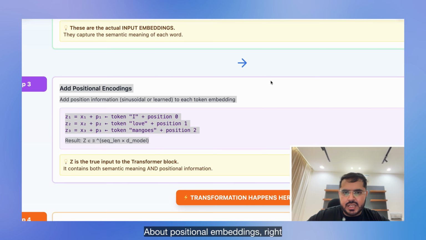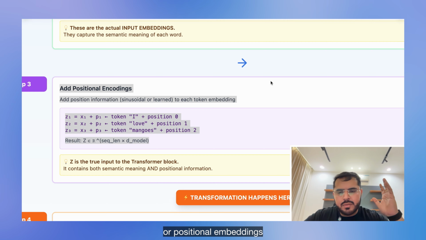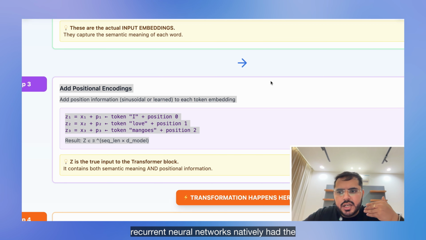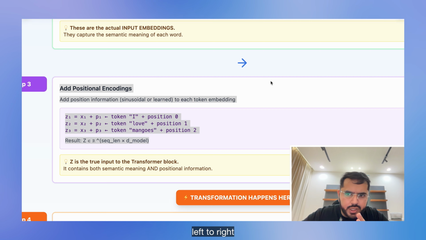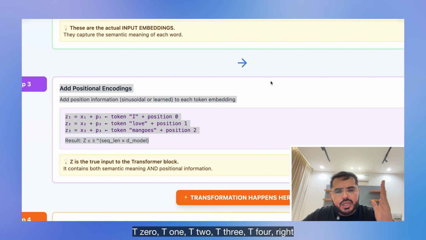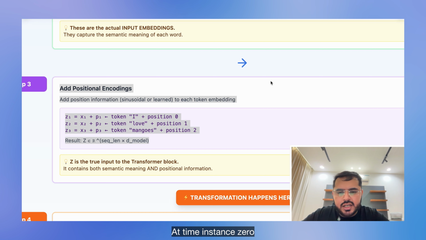Let's talk about positional embeddings, which we call positional encodings or positional embeddings. Recurrent neural networks natively had the potential to calculate relative position because we were moving in one direction, left to right, with tightly dependent sequences: t0, t1, t2, t3, t4, at time instance 0, time instance 1, time instance 2, and so on. Here, our neural network or our transformer does not natively store positions.